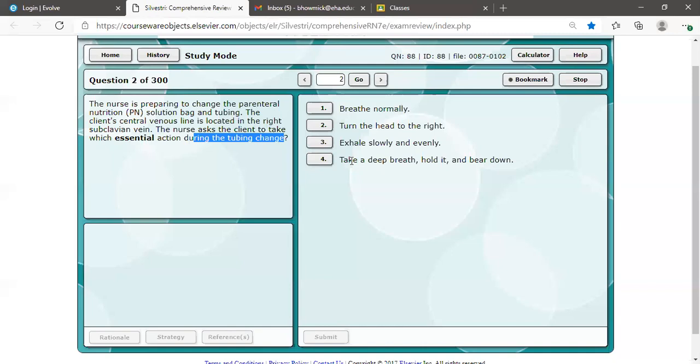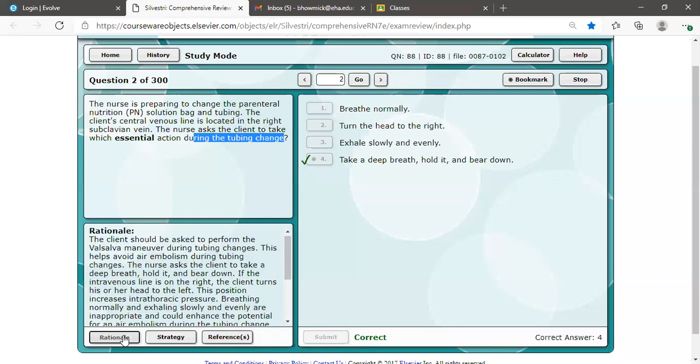So what do we learn from here? We learn that if we need to change the tubing, we tell them to take a deep breath, hold it and bear down, and this is called the Valsalva Maneuver. Why do we do this? To prevent the complication. What complication? Like clot formation, air embolism formation.